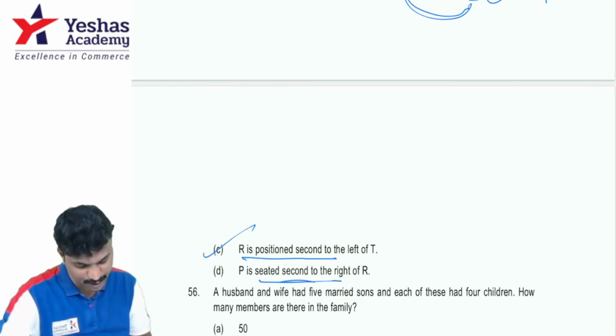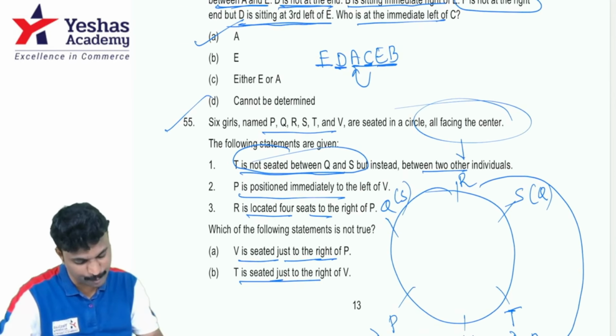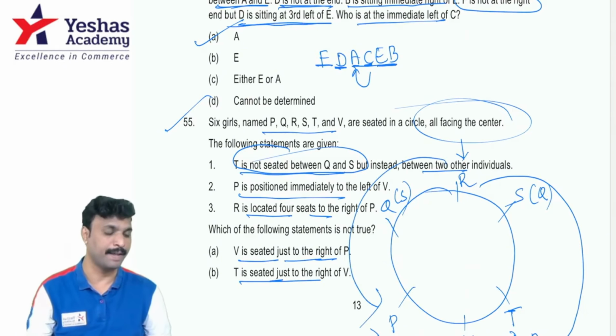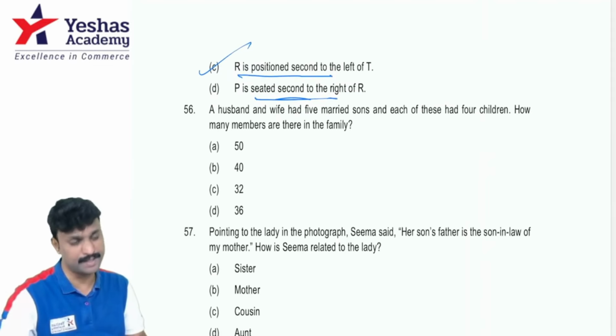P is seated second to the right of R. Guys, R is above the half circle. Right becomes left. So P is second right of R only. Right? That means option C is the right answer.